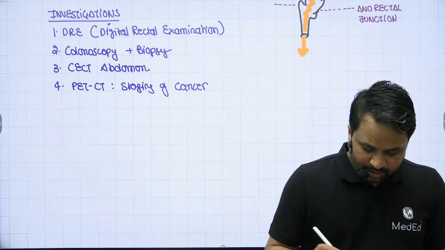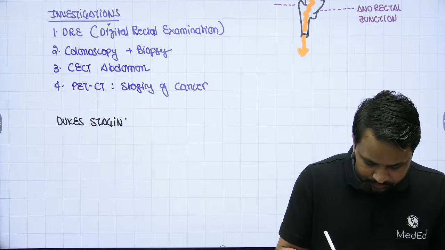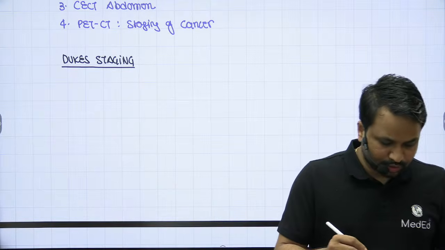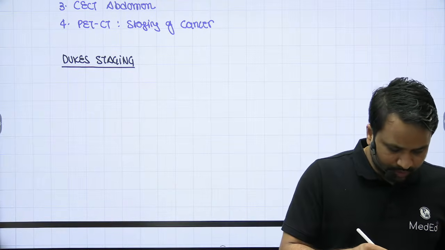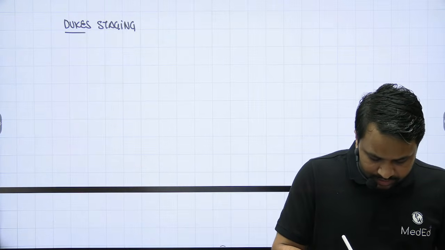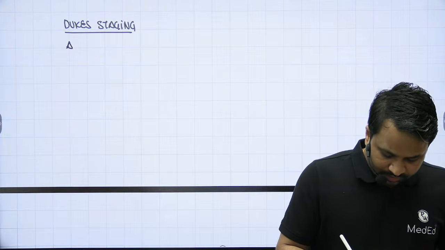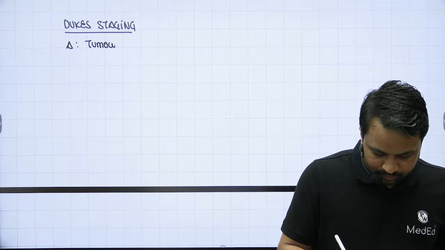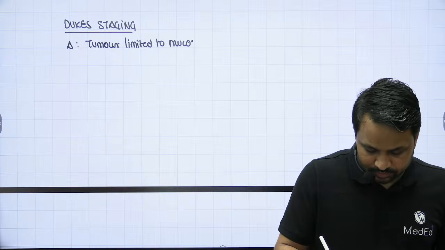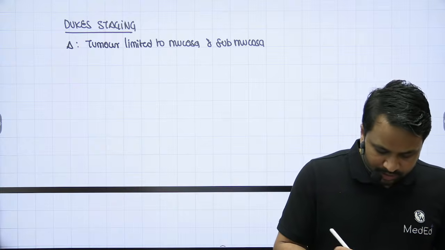Now, there is a staging that we all should be aware of, that is called the Duke's staging. According to the Duke's staging, there are different components that you should be aware of, right? When you say Duke's staging of colorectal cancer, they are organized in alphabetical order. So we have Duke stage A, which is tumor limited to mucosa and submucosa.